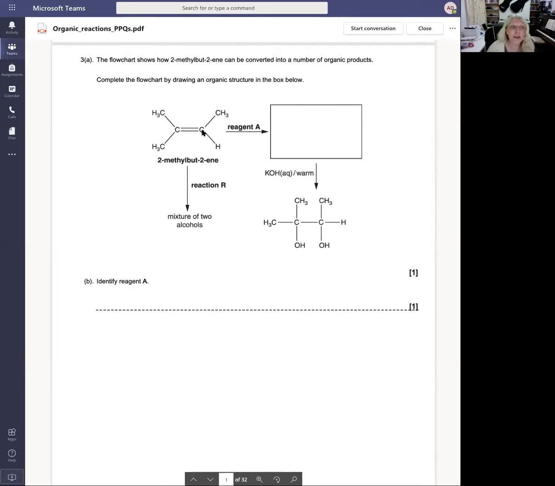And it's a 2-step process. We're going to react this one with something and get something else here, which you're going to have to identify, and then we're going to get from here down to this one that we want. Okay, so I'm going to show you how to do that.